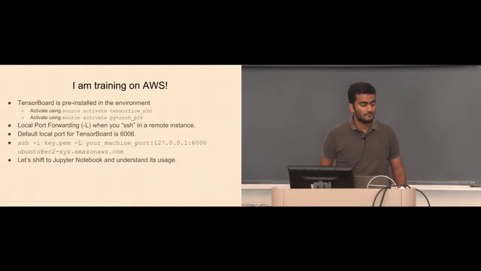So it's important that you forward the port on which TensorBoard is running on that particular instance. TensorBoard by default runs on port 6006. When you are SSHing into your instance, you can forward that port using the -L option. Once you SSH in and start TensorBoard on your AWS machine, it will forward the default port for TensorBoard, and you can then see the entire TensorBoard module in your browser.